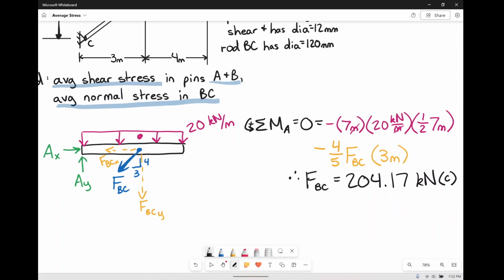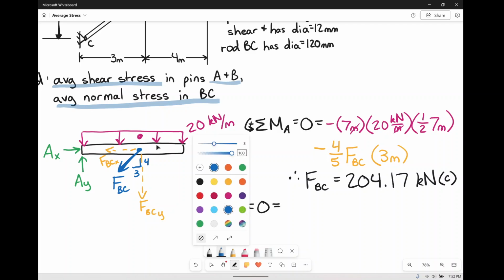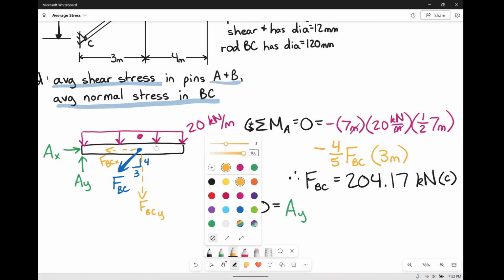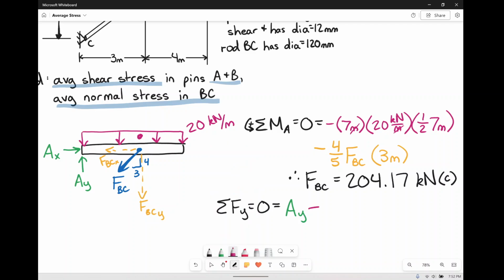So, there we go. Now we can actually start solving things. So let's do sum of the forces in the y direction, set it equal to 0. And what do we have? Starting off, we have AY. AY is going up. That's great. Then we have that distributed load, and the distributed load is going down. And again, the base of this is 7 meters, the height, 20 kilonewtons per meter. That's great, canceling down to kilonewtons.